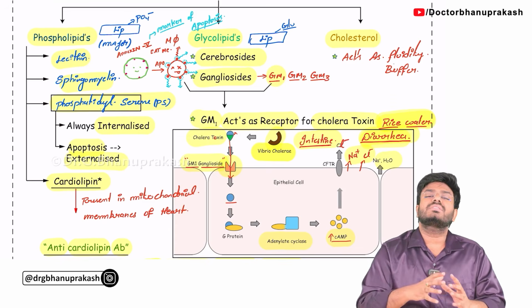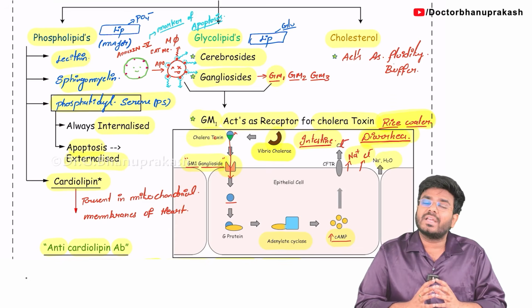Okay, done. With this, what have we completed? We have completed the different types of lipids in the cell membrane. Next, we'll discuss the cytoskeleton topic.